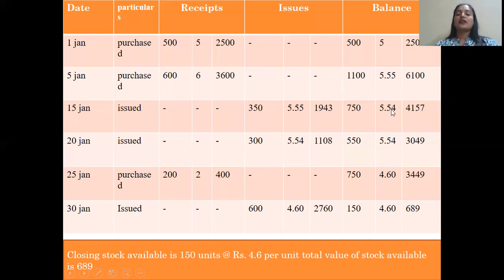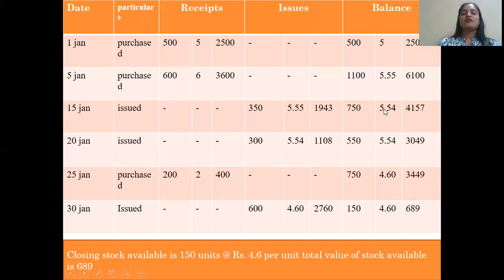Now you need to calculate the cost per unit. So amount divided by the quantity. You are going to get 5.54. Next on 20th Jan issued. How many units were issued? 300 was issued. So 750 minus 300, you are going to get the balance of 450.